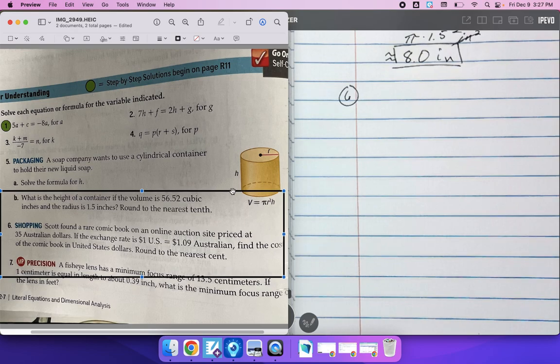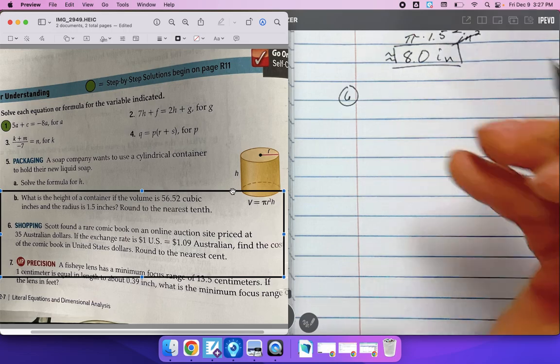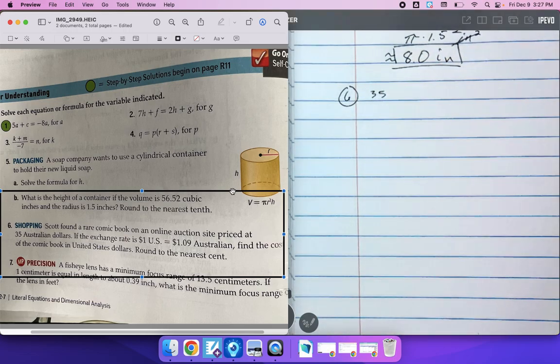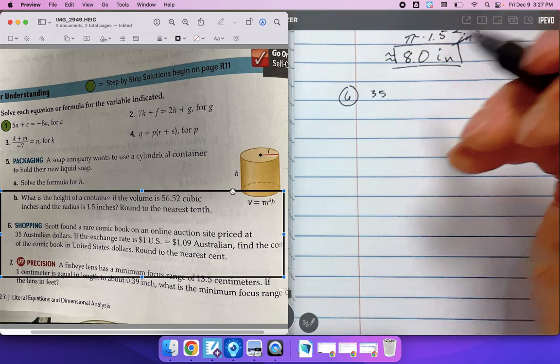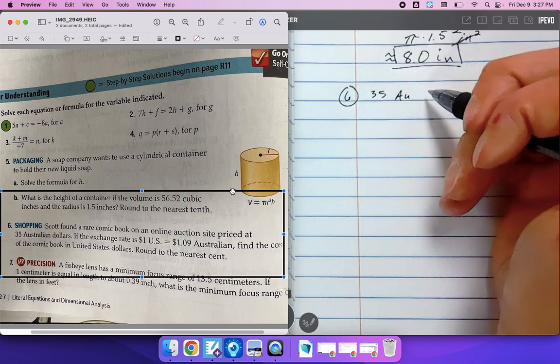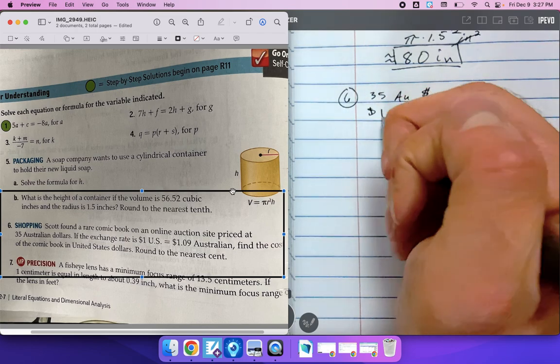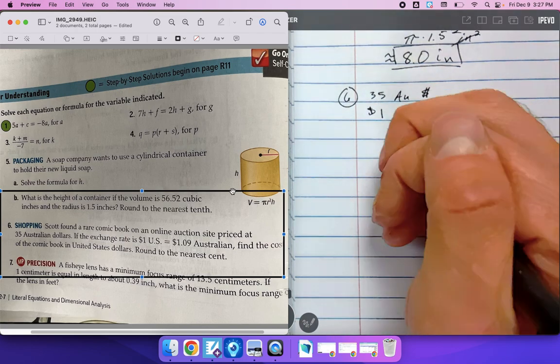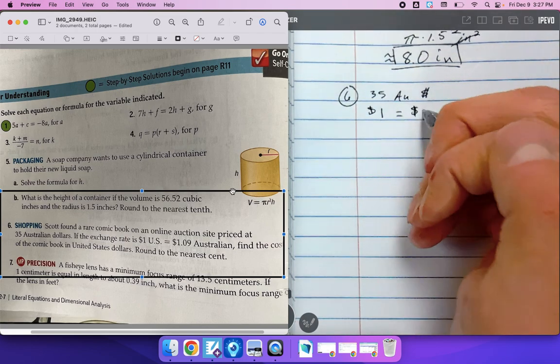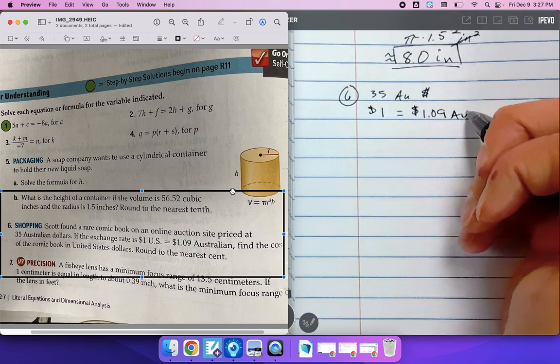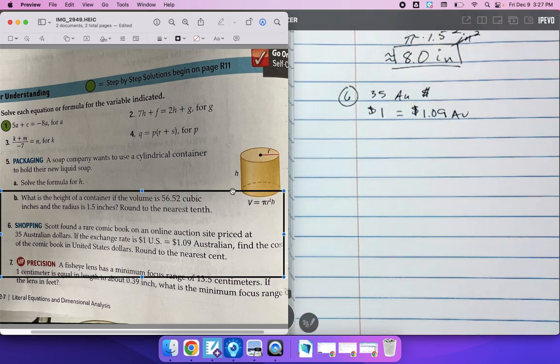Scott found a rare comic book in an online auction site priced at 35 Australian dollars. And if you look at this, maybe I can put like 35 AU dollars or something like that to make it clear that we're not talking about 35 American dollars. And then the other fact they give us is that 1 American dollar is equal to 1.09 Australian dollars. Find the comic book's cost in United States dollars.